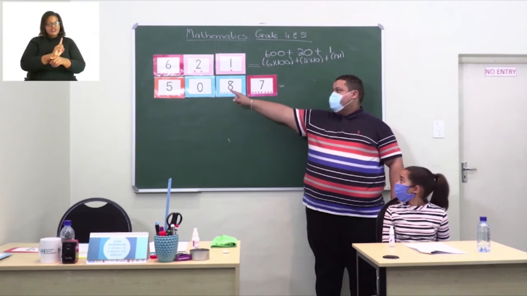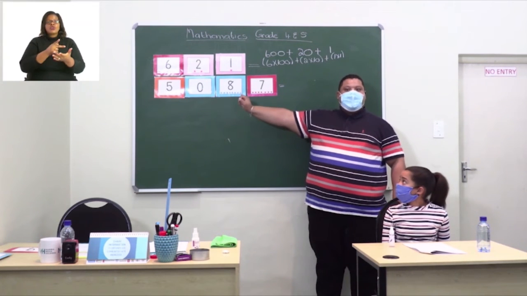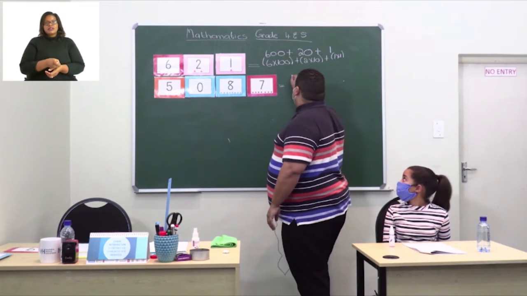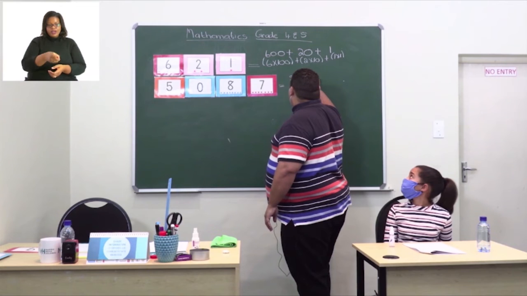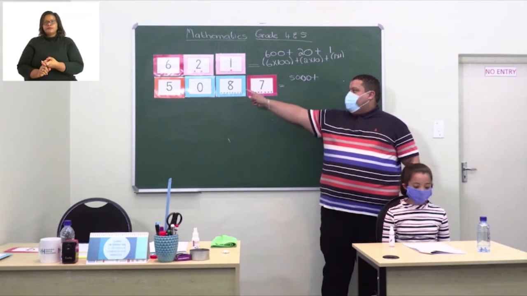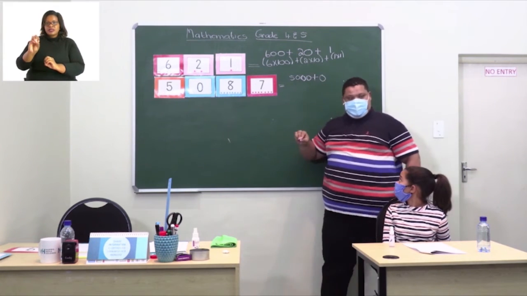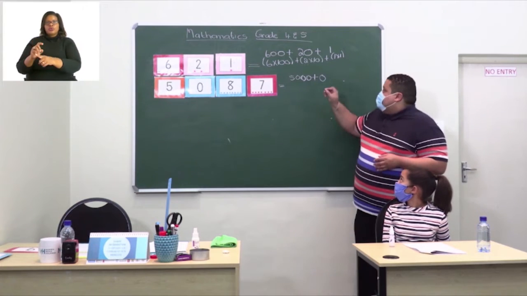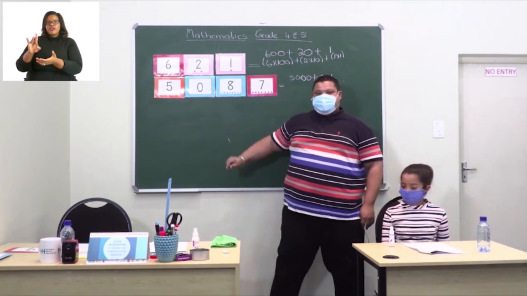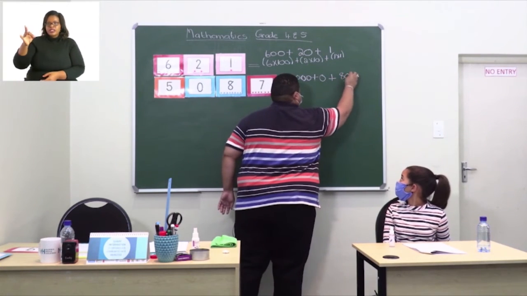What is the first number? The first number is the 5. What is the value of the 5? According to our place value, we know the 5 is in the place of 1,000, and that gives it a value of 5,000. Plus, we don't have any hundreds, so we write 0. Then we go over to the 8. What is the value of the 8? The 8 is in the place of the 10, and that gives it a value of 80.